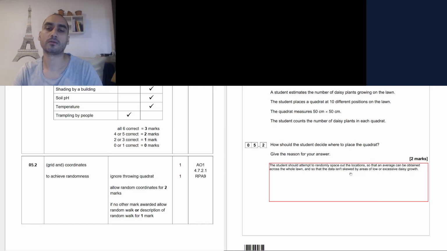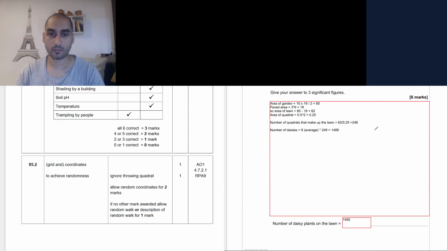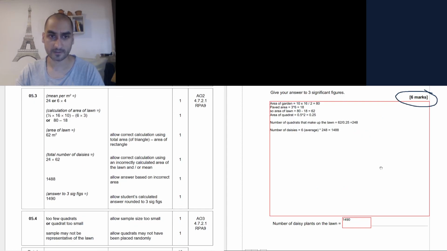So is it 1 mark or 0? I mean, I did say random to achieve randomness. You get 1 mark for saying coordinates and 1 mark for saying to achieve randomness. I did mention randomly, so I think I mentioned one of those 2 marks that they're offering. So 1 mark. Yes, I'll just give myself 6 marks. That looks like 6 different things.